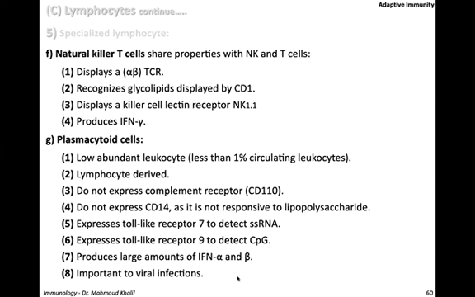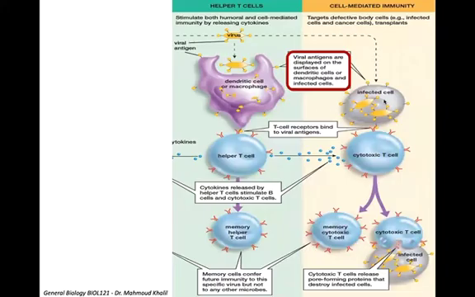These types of cells can also produce large amounts of interferon alpha and beta, and this type of cell is crucial for defending our body against viral infections. So here in this figure, you can see a simple summary of the interaction of the different branches, or different axes, of the immune system.